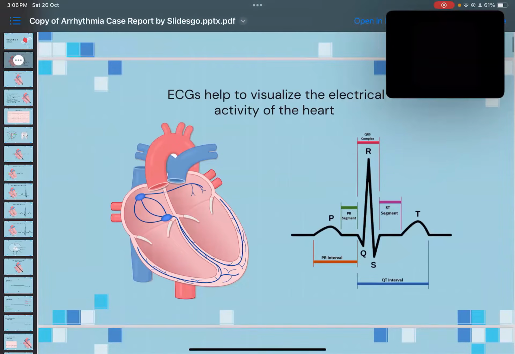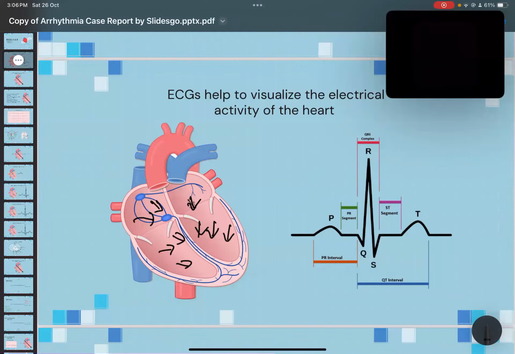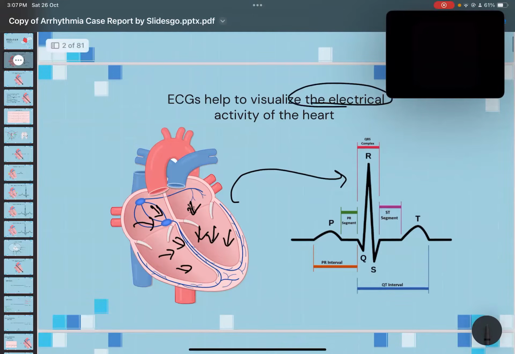Now, what exactly are ECGs? You know how you have electrical activity happening inside your heart. You have multiple electrical impulses being generated within your heart, and all of these electrical impulses are depicted on a graph called an ECG. So ECG helps you to visualize the electrical activity of the heart.